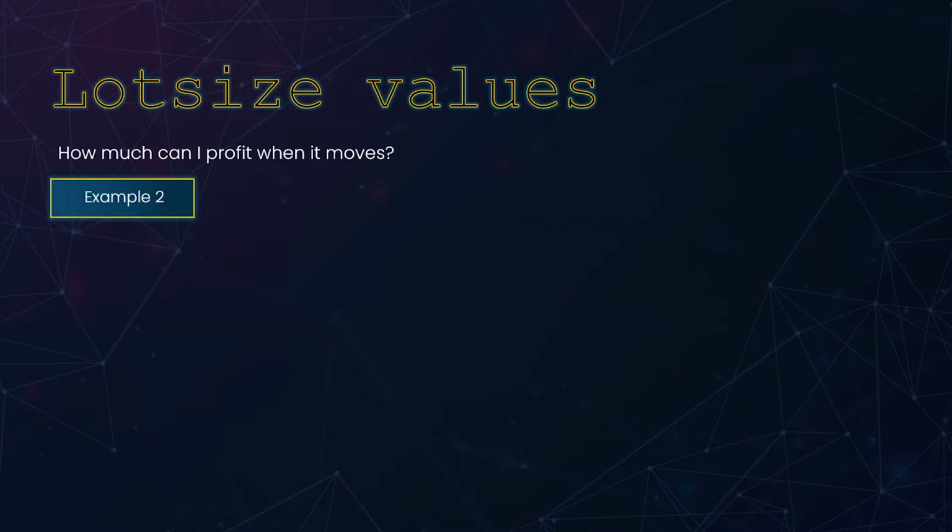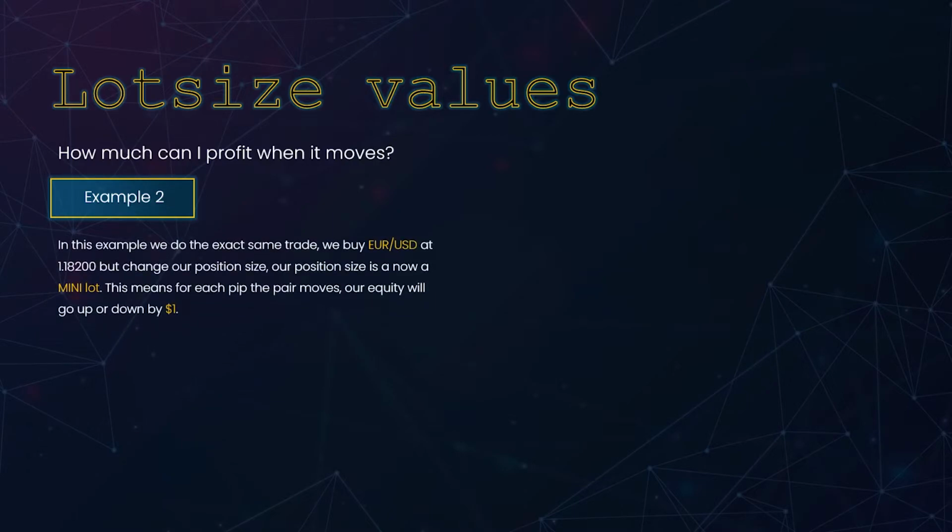Example 2. In this example we do exactly the same trade. We buy EUR/USD at 1.18200, but we change our position size. Our position size is now a mini lot. This means for each pip the pair moves, our equity will go up or down by $1. So let's say we have a 15 pip stop loss and a 45 pip take profit target, then this tells us we can lose 15 times $1 equals $15, or win 45 times $1 equals $45.